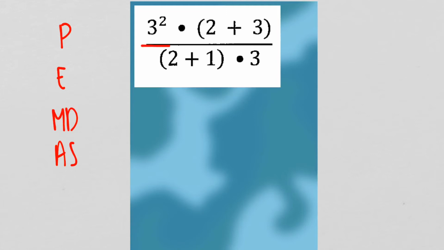Remember, if it's a fraction, it's just a big division problem. So I want to check for parentheses. 3 squared is just going to be rewritten. We're not doing anything with it yet. I do have my first set of parentheses on the top.